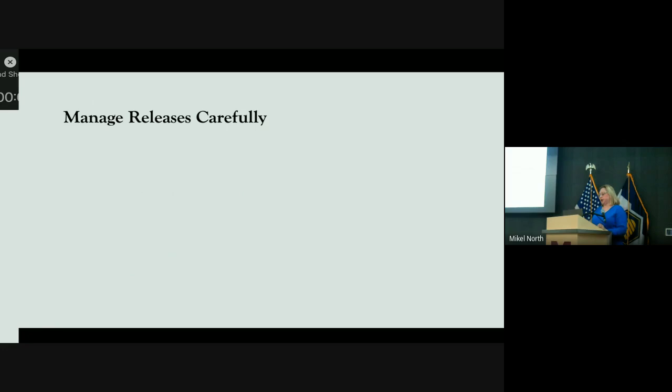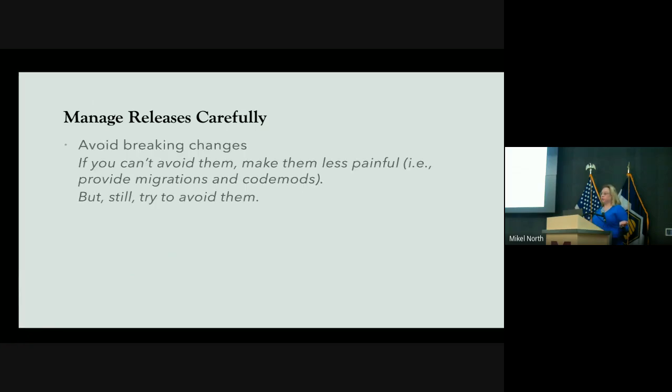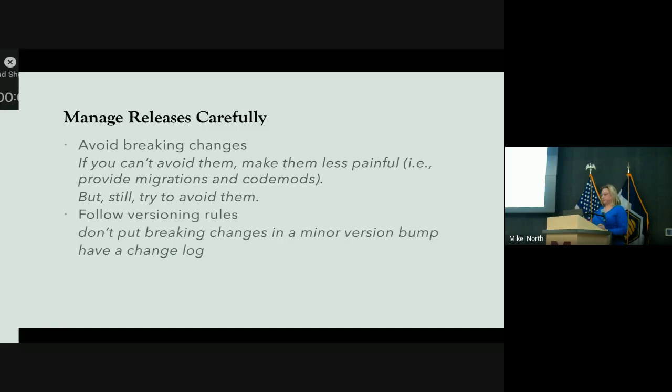So that's my method. Manage your releases. Avoid breaking changes. If you can't avoid them, try and make them less painful. You can do code migrations and code mods. They're amazing. They're awesome. Maybe we reach for them too much. Maybe we use them as just an easy way out. We can say, oh, it's okay to make breaking changes. It does make it a little easier, but we still want to avoid them.